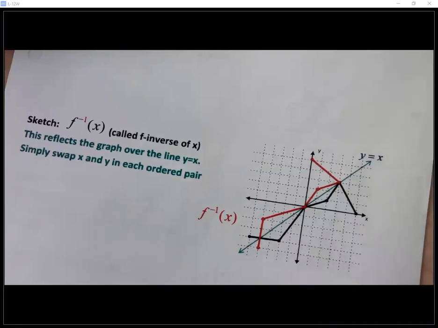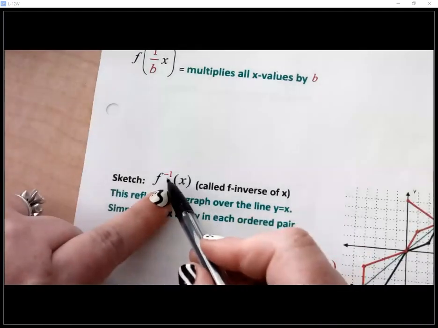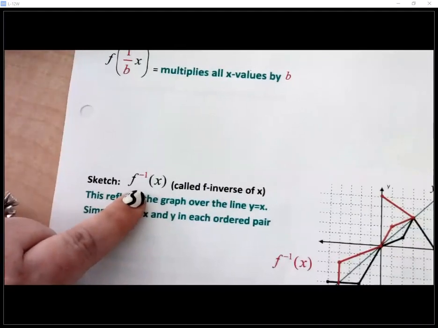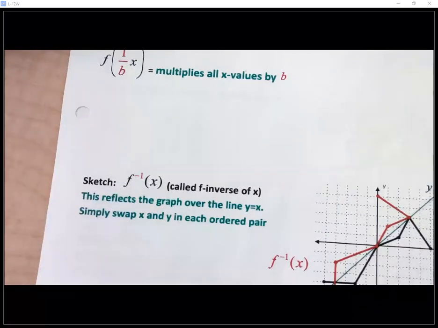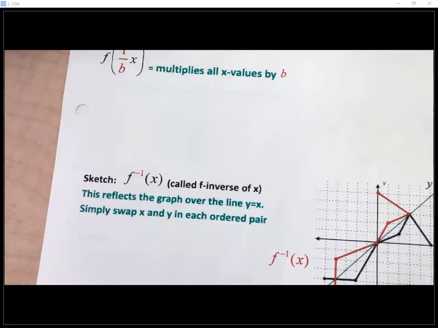Okay, and this is how we denote it, f, and it looks like to the -1 power, but it's not. That's just notation for inverse. We'll be dealing with inverses quite a bit in the next chapter. I think it's the next chapter anyway. So if I take that line y equals x and I reflect my function over that line, you get something called the inverse.